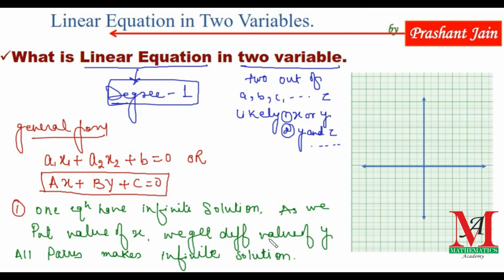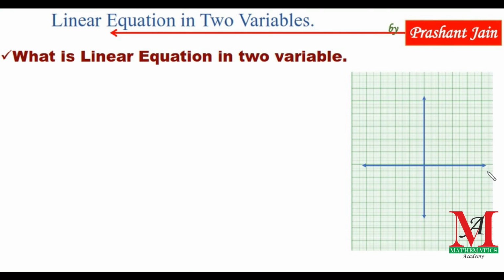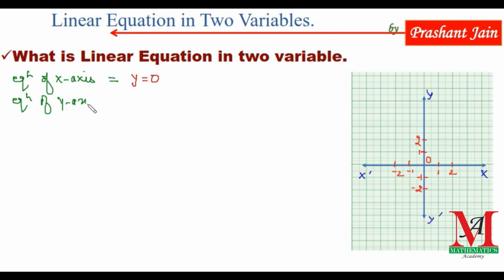Now let us see some different things about the linear equation in two variables. As you see in the graph paper, this is the x-axis and this is the y-axis, and where they intersect, it is the origin. We mark some points on the axes, on the x as well as on the y-axis. First of all, the basic thing is the equation of the x-axis. What is the equation of the x-axis? The equation of the x-axis is y equals 0. What is the equation of the y-axis? The equation of the y-axis is x equals 0.